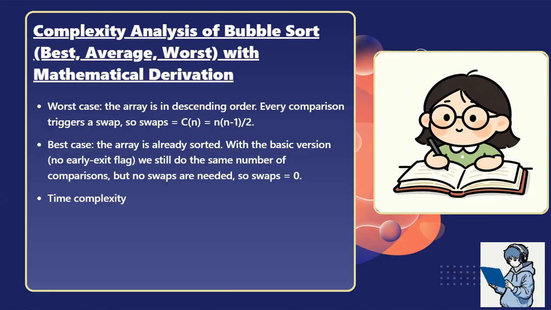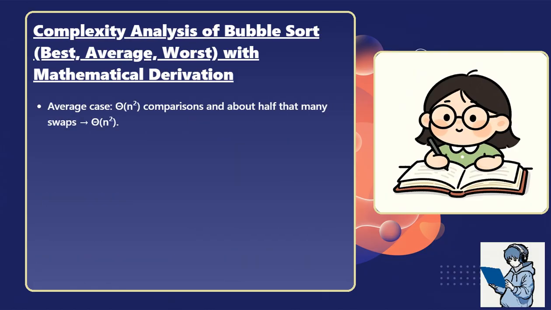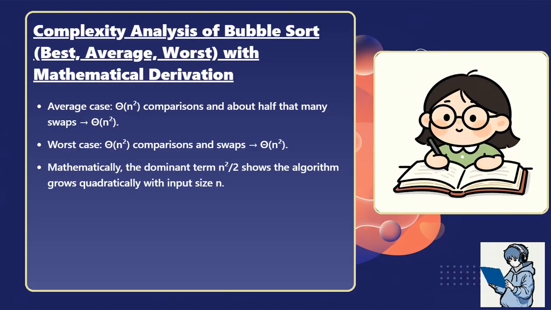Time complexity. Best case without early exit: theta n squared comparisons, 0 swaps, which is theta n squared overall. Best case with early exit optimization: only one pass is needed, that is n-1 comparisons, which is theta n. Average case: theta n squared comparisons and about half that many swaps, which is theta n squared. Worst case: theta n squared comparisons and swaps, which is theta n squared. Mathematically, the dominant term n squared divided by 2 shows the algorithm grows quadratically with input size n.